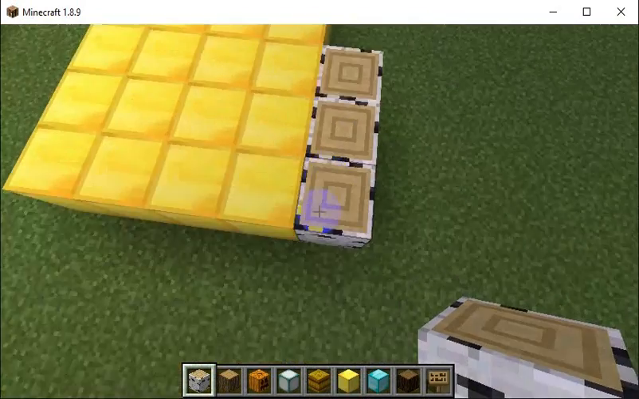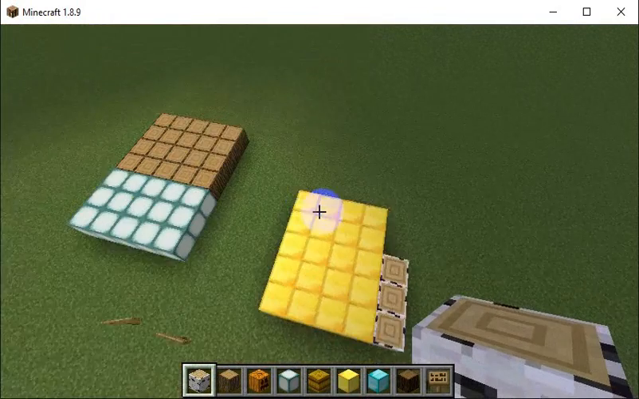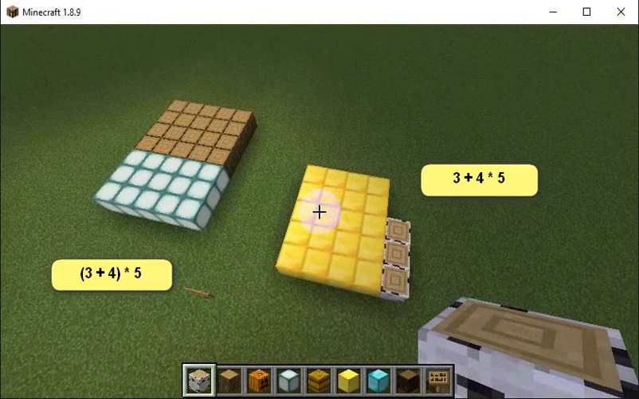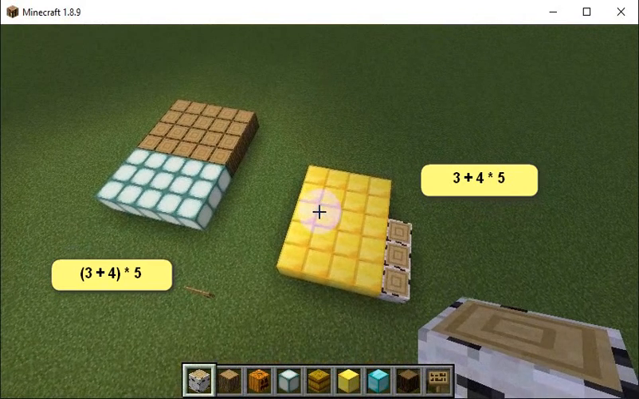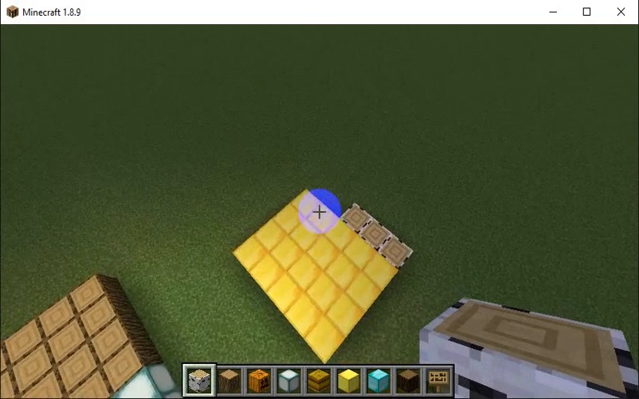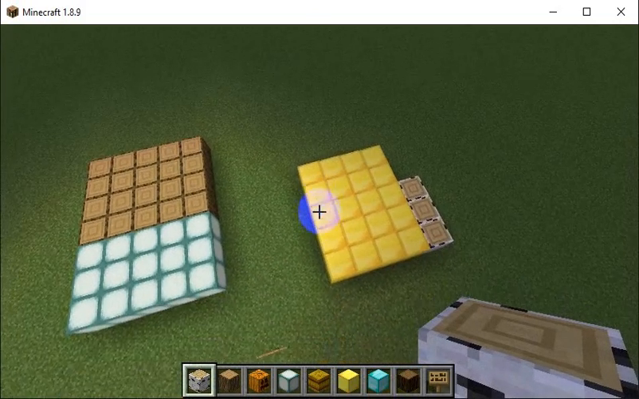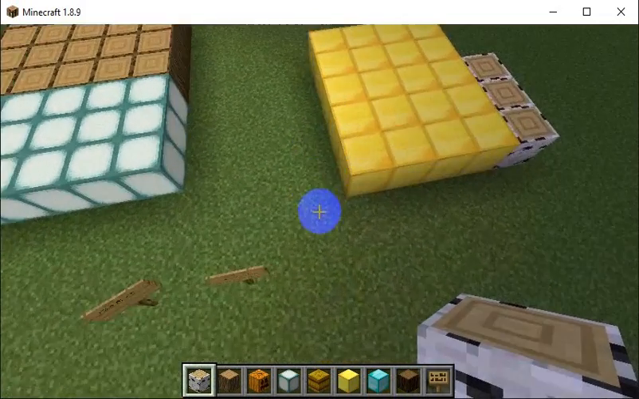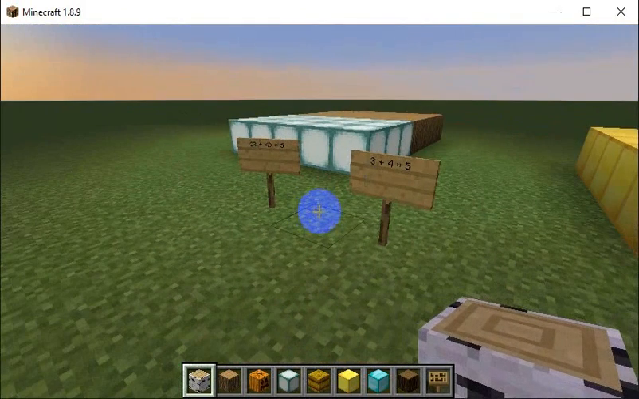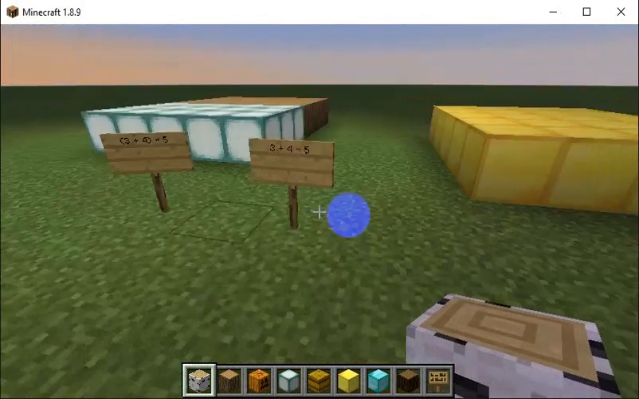So here's 3 more. You can see, just looking at these pictures, that those brackets make quite a difference. On one side, we have 7 times 5, we've got 35, and on the other side, we've got 23. Order of operation counts a lot.